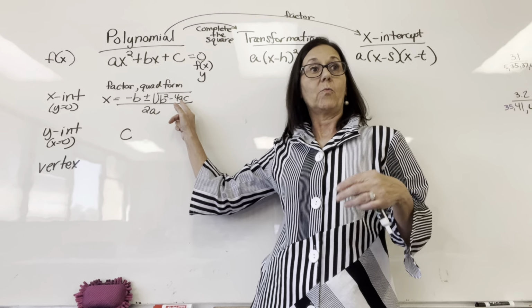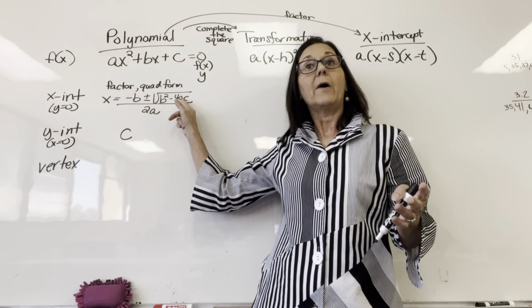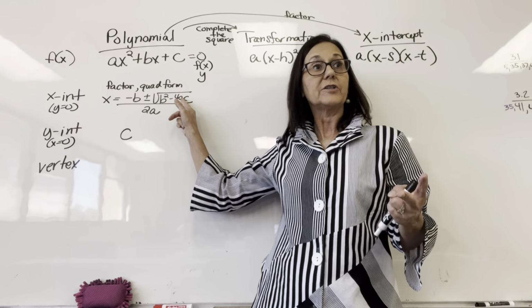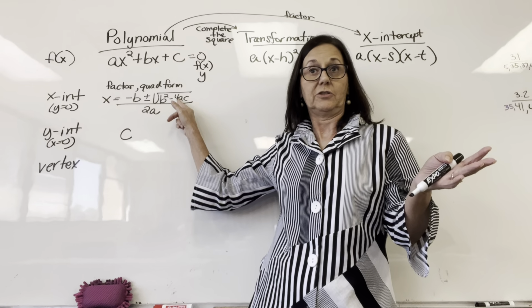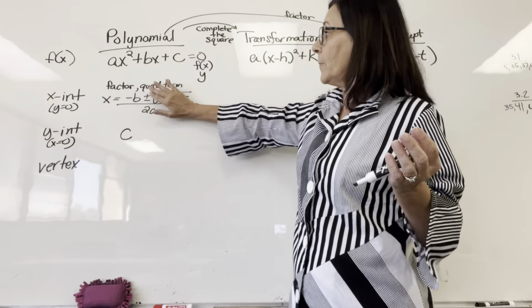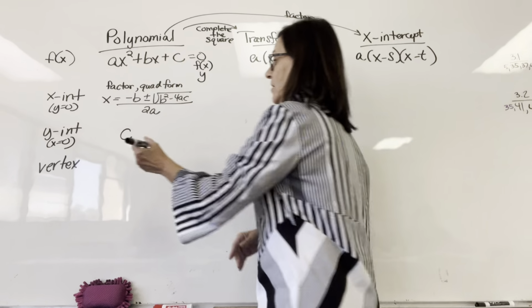It tells me, is there one? If this is 0, there's 1. If this is a positive number, there are 2. If this is a negative number, there are 0 because it's imaginary. So this discriminates how many and what types of solutions we have. The other part, negative b over 2a, gives me the vertex.